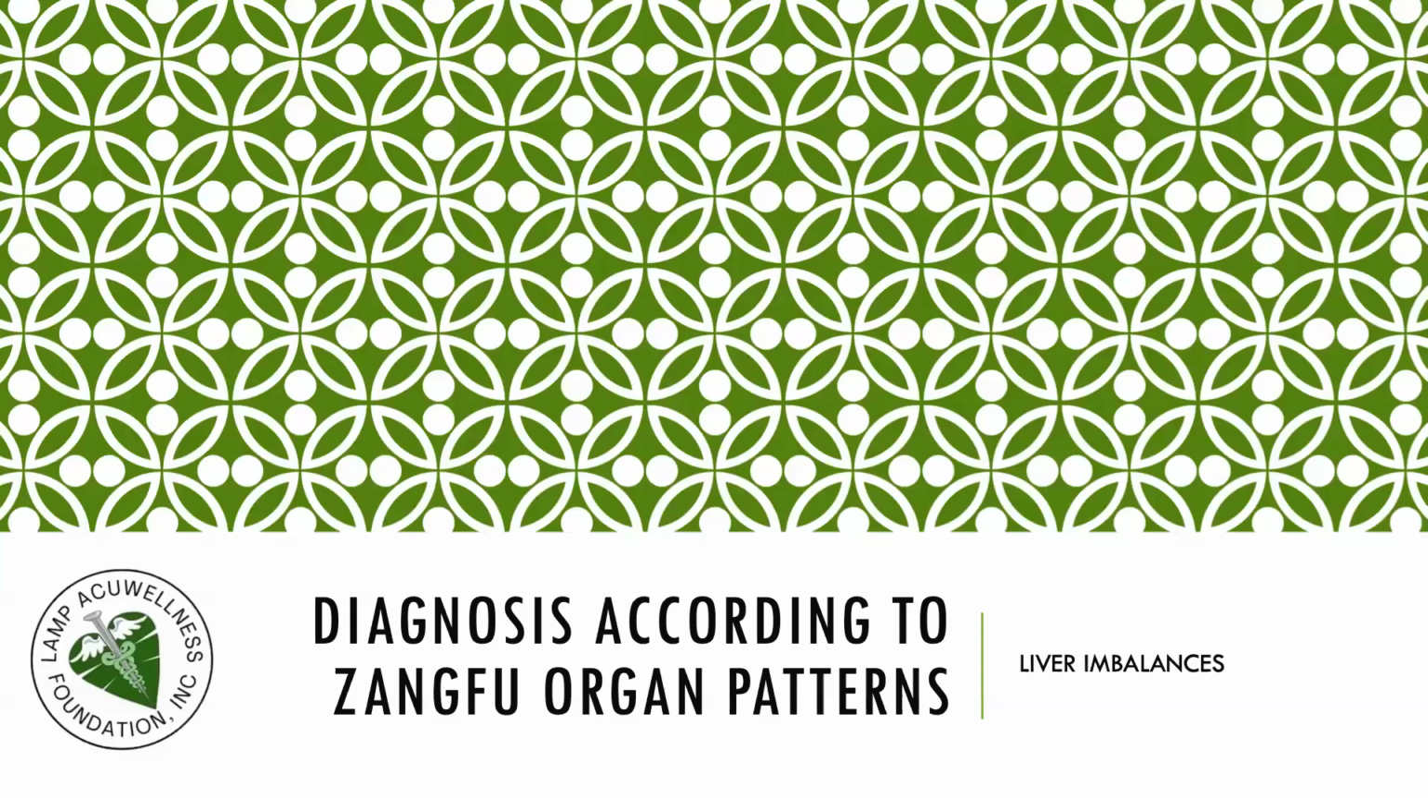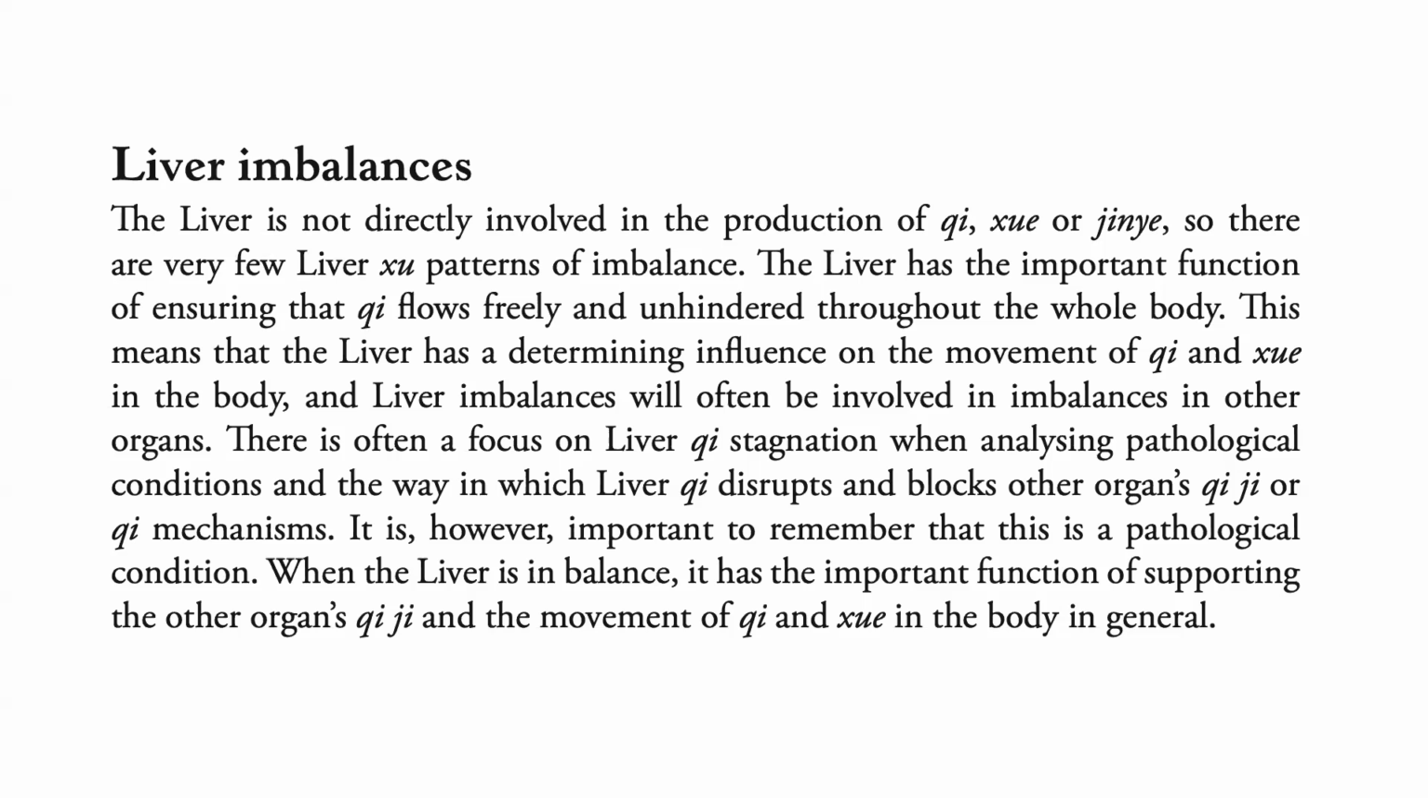Let's now proceed to diagnosis according to Zangfu organ patterns with liver imbalances. The liver is not directly involved in the production of qi, blood, or jinye, so there are very few liver deficiency patterns of imbalance. The liver has the important function of ensuring that qi flows freely and unhindered throughout the whole body. This means that the liver has a determining influence on the movement of qi and blood in the body, and liver imbalances will often be involved in imbalances in other organs.